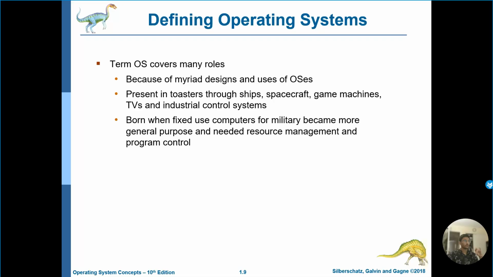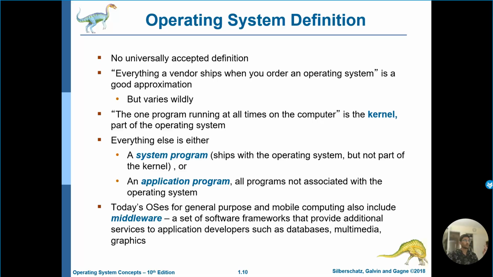So again, defining this a little bit more, it covers many roles. We see OSs everywhere, from computers to phones to even toasters, right? Spacecraft, game machines, right? An interesting thing is when this came out is when the military became more general purpose and needed resource management and program control. Again, there's no universally accepted definition of what an OS is, since there's just so many things it does.